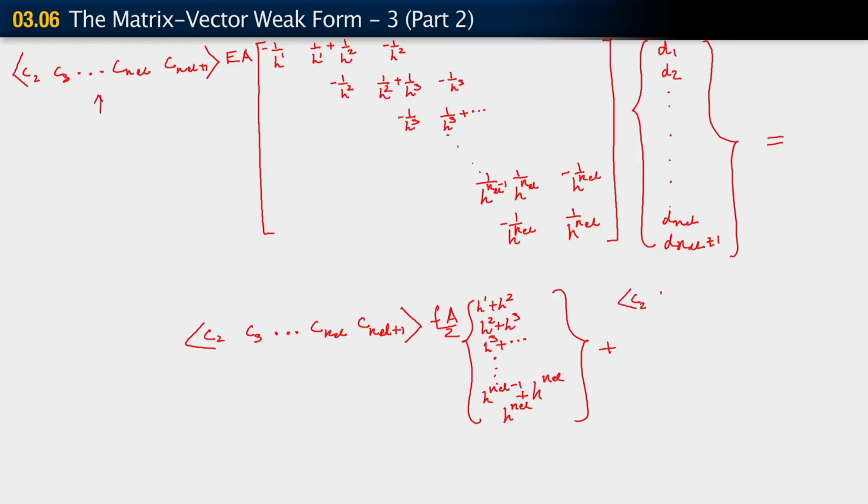Again, we have C2, C3, CNEL, CNEL plus 1 multiplying the vector with zeros everywhere all the way down to TA. All right, we're done with finite element assembly.